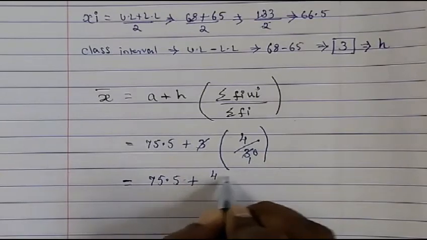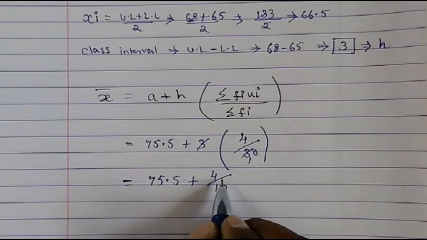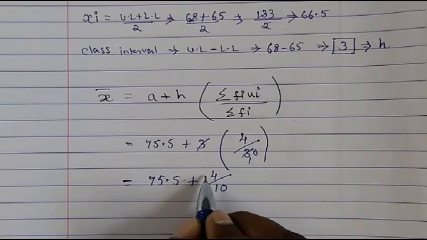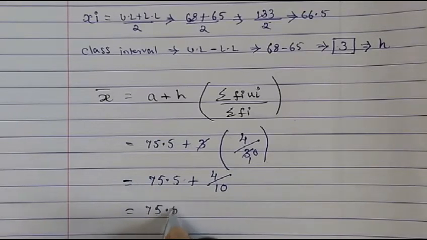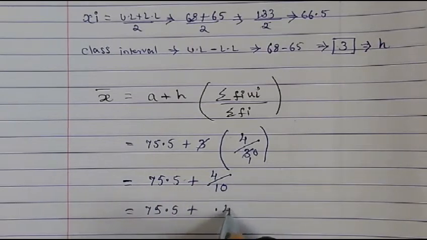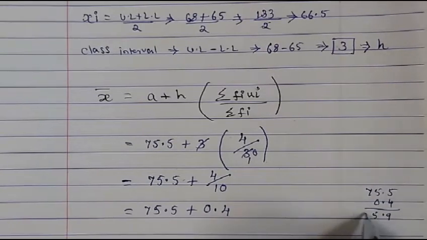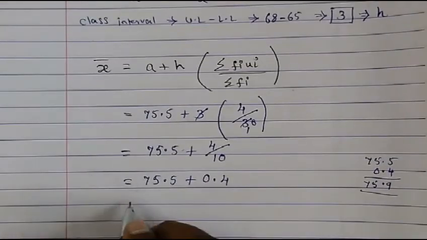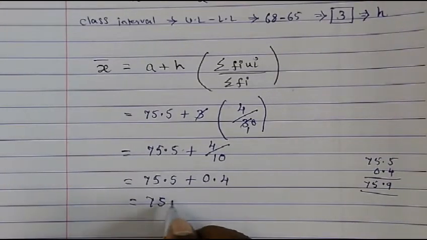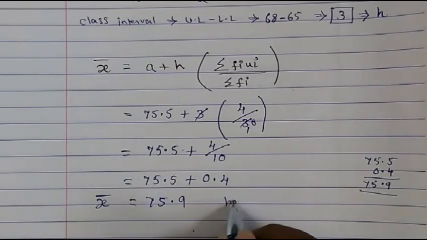So 3 ones are 3, so we will get 75.5 plus 4 divided by 10. So when you have here 10, after 1 digit we'll put the decimal. So 75.5 plus, after 1 digit the decimal will come. So 4 will be here, and after that decimal, it becomes 0 here. So now you calculate 75.5, then 0.4 will become 95. So 75.9, that is your mean heartbeat.